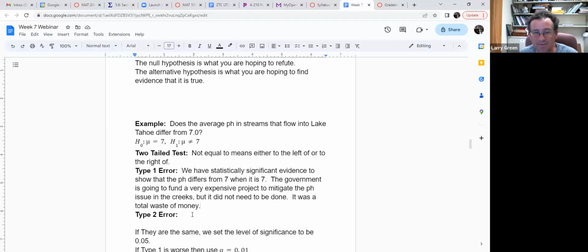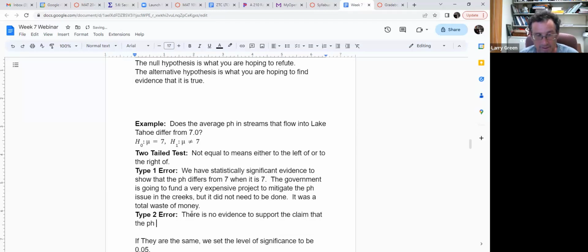Okay. Now let's do a type 2 error. The type 2 error is we don't have evidence to support the claim that the pH differs from 7, when it does. Will there be a problem?